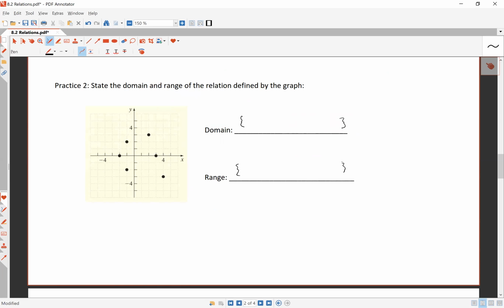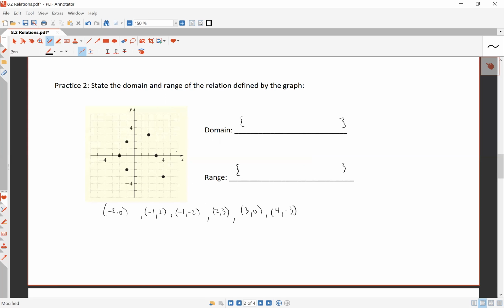Now that you've had a chance to work this out, I see that I have a point here, -2, 0. I see I have another point, -1, comma 2, and -1, comma -2. I have another point, 2, comma 3, 3, comma 0, and 4, comma -3.